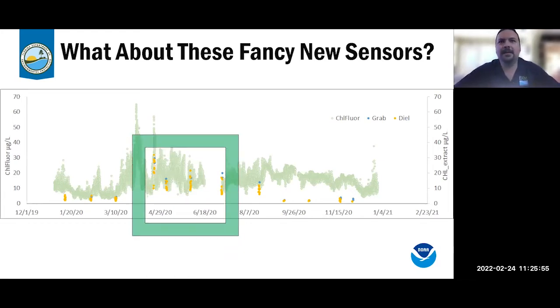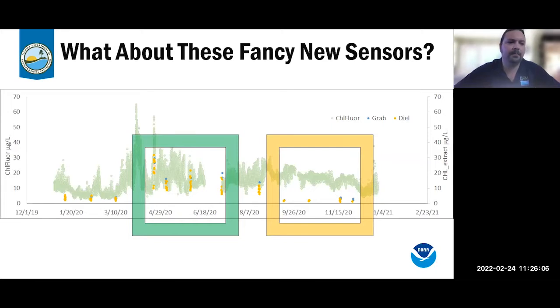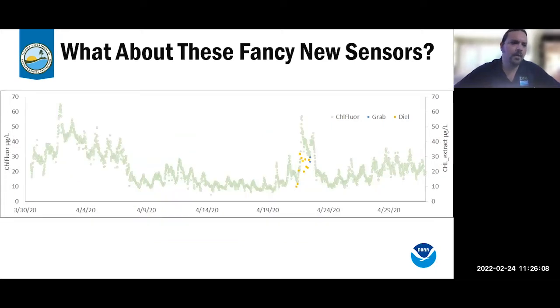However, we can see that there is some generally good agreement between the sensor and extracted chlorophyll measurements. However, there are some points in time where we see these data sets become decoupled, and we're wondering what may be leading to this. So I provided a close-up of the data collected in April of 2020, just to paint a better temporal picture of the data that we're getting from the sensor and what it can show us.